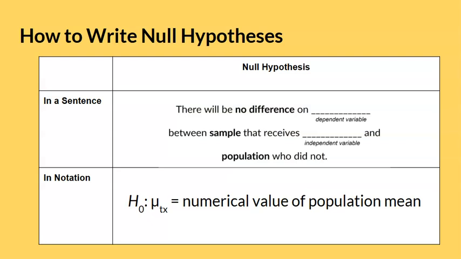If we were to translate this notation into words, it would say, if we could give the entire population the treatment that the sample received and nothing happened, then the treated population is equal to the population mean. When writing in notation, you will write in the numerical value of the population mean into the statement.